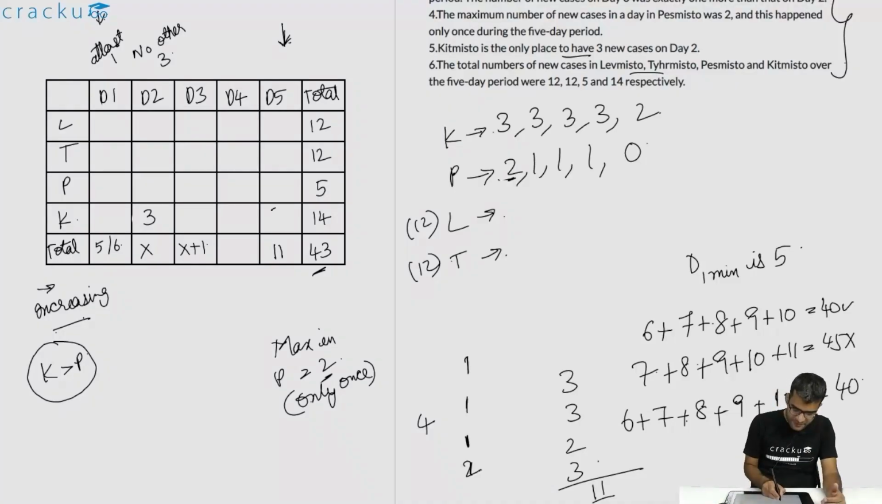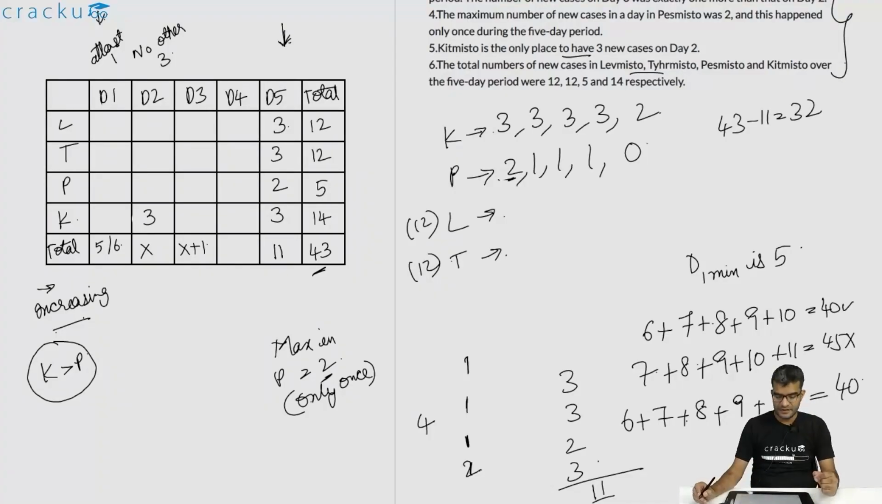That is, this will have to be 3, this will have to be 2, this will have to be 3, and this will have to be 3. Once we have done this, let us try to do the same thing for day 4 also. Now across the first 4 days, the total has to be 43 minus 11, which is equal to 32.